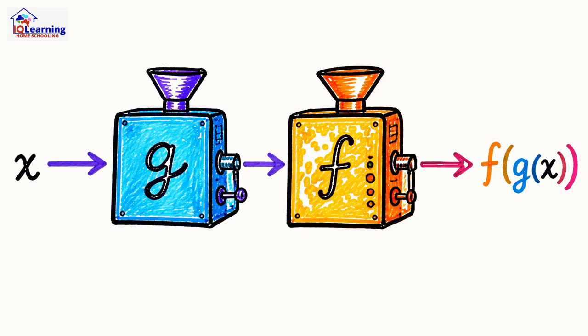But here's the crucial part. The order matters. Swapping the machines, g of f of x, will almost always give you a completely different result. It's like putting on your socks then your shoes. Reversing that order doesn't work so well.